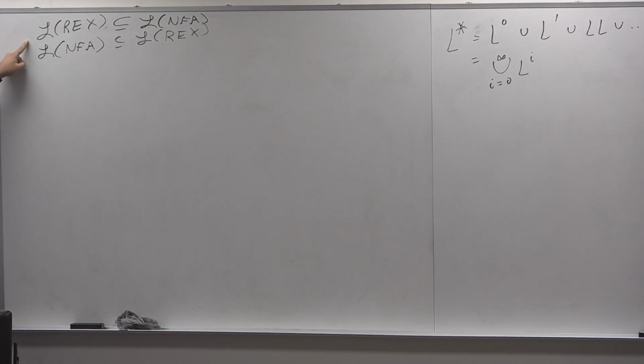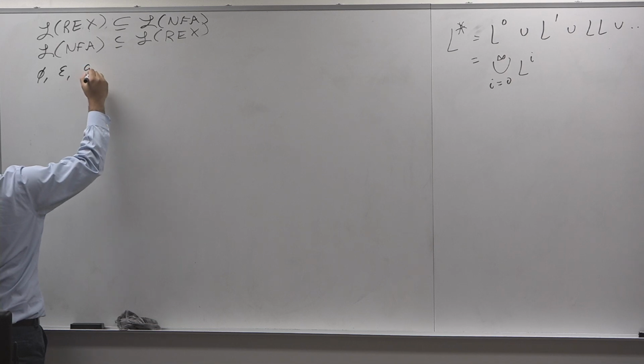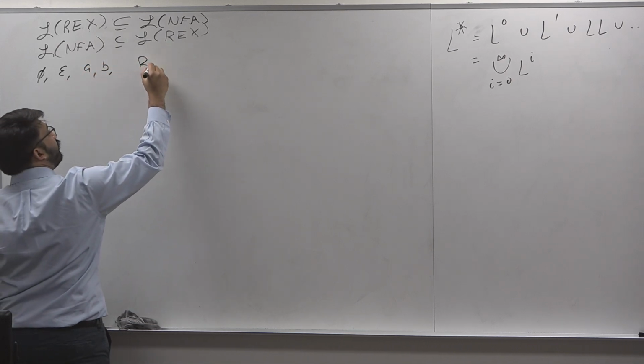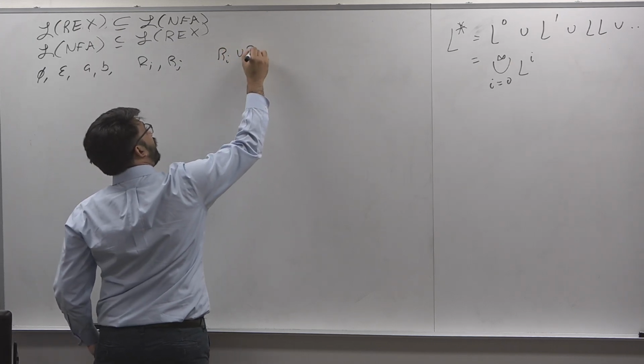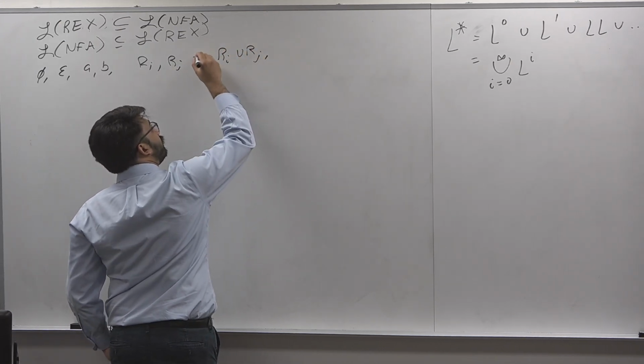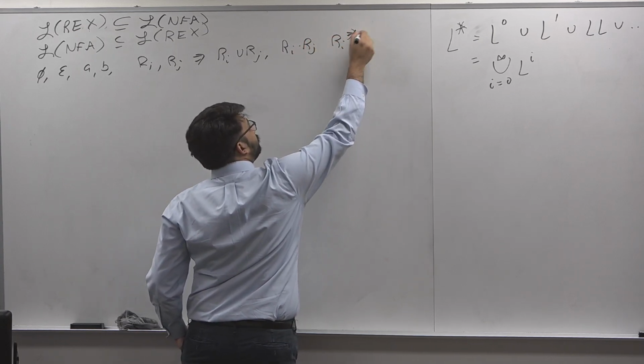So, we'll do this first one first. We'll prove that every regular expression has an NFA. Now, we're not going to work with the actual regular expressions, but with the formal definition of a regular expression. Again, a regular expression is one of the following: the empty set, the empty string, A or B, or if Ri and Rj are regular expressions, so is Ri union Rj, Ri concatenated with Rj, and Ri star.